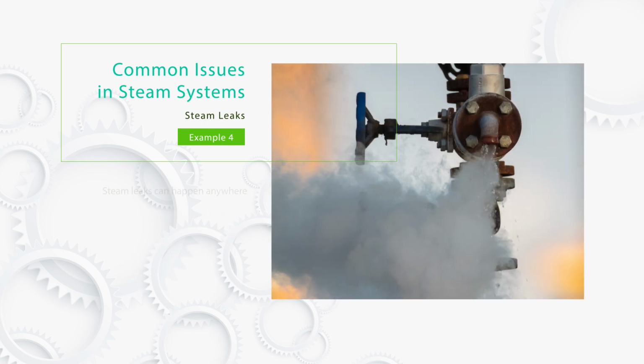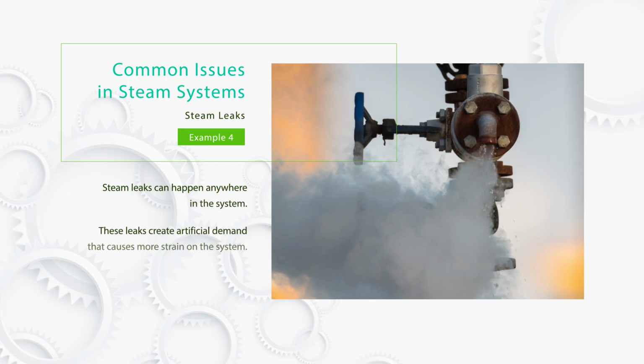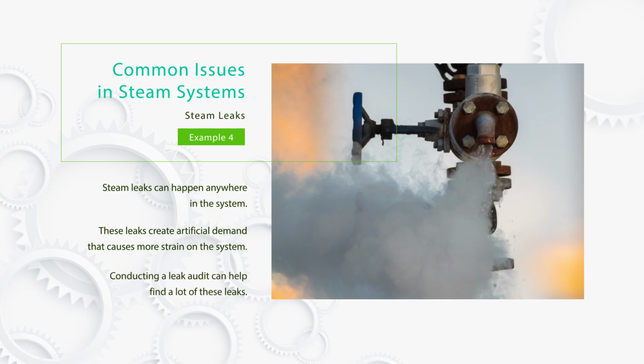Steam leaks. Steam leaks can happen anywhere in the system. These leaks create artificial demand that causes more strain on the system. Conducting a leak audit can help find a lot of these leaks.